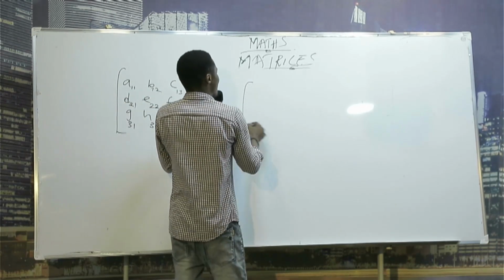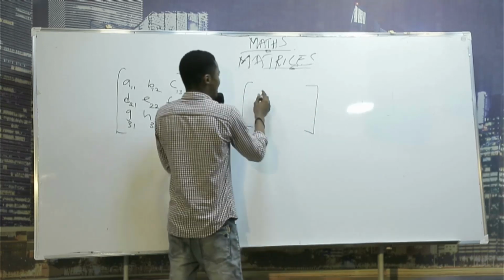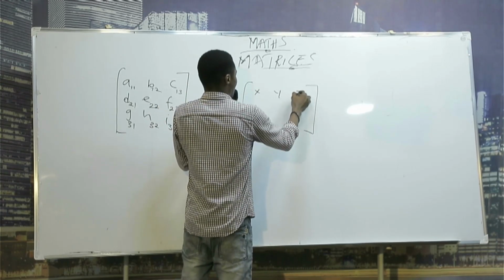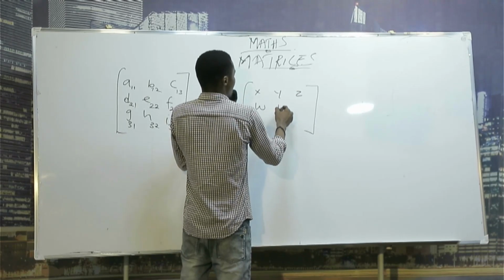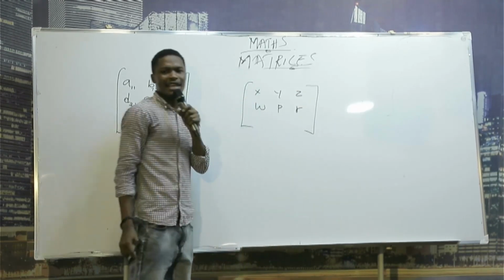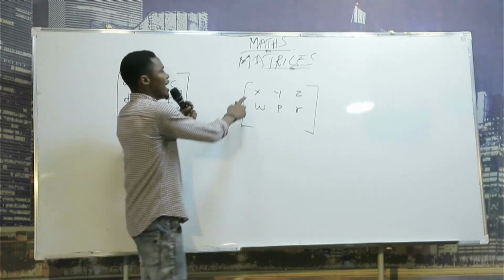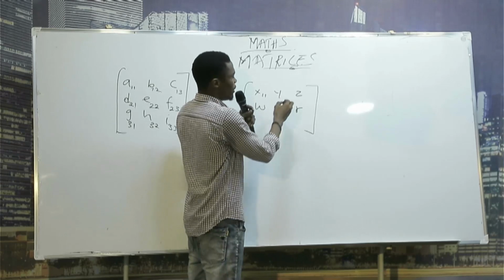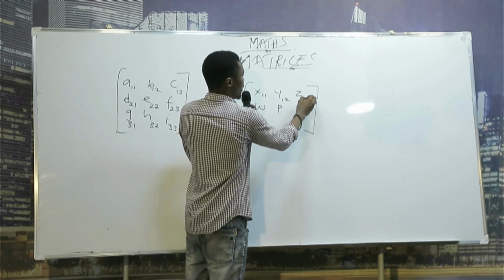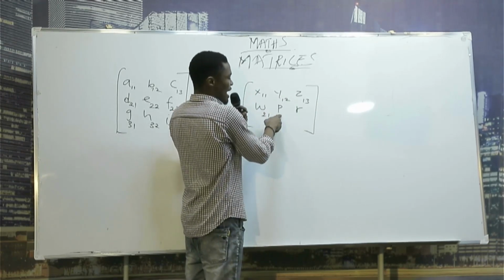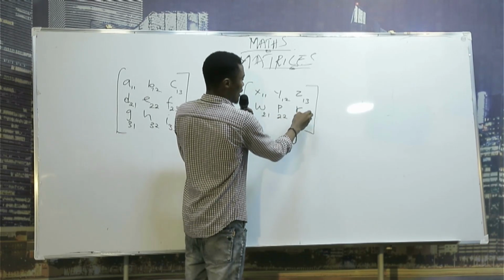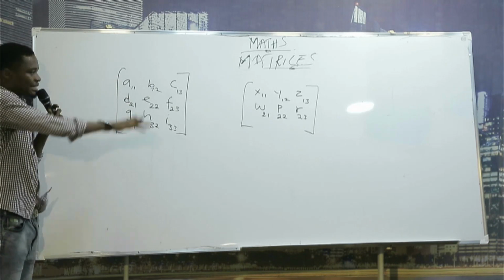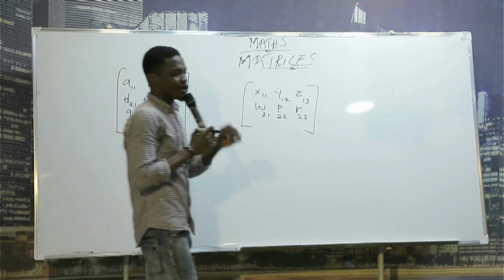Now, let's assume we have another matrix. I'm just giving an example. Let's say you have X, Y, Z, W, P, R, something like this. Let's identify their positions. X is 1, 1. Good. Do we understand that, class? Good. You can take it down, and let's continue.